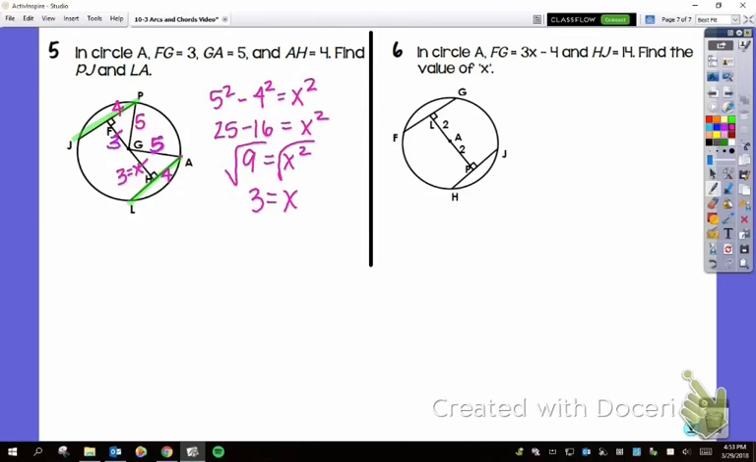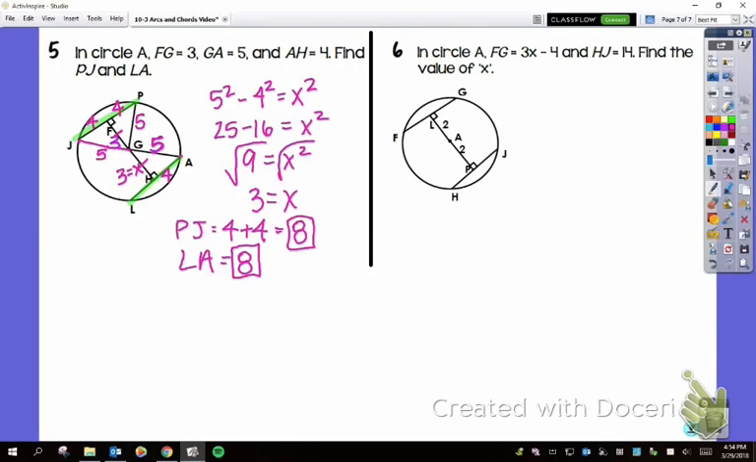Now, the part that you have to factor in is what if we drew in this triangle? Okay, that GJ would still be 5, which obviously means that JF would have to be 4. So to find PJ, we would say 4 plus 4, which gives us 8. And we know that PJ and LA are equal, so then LA also has to equal 8.